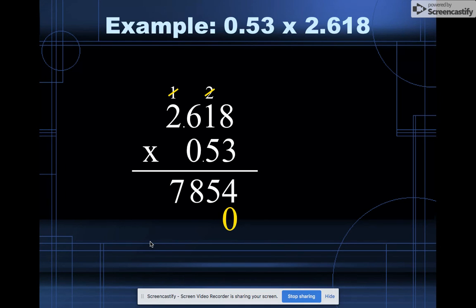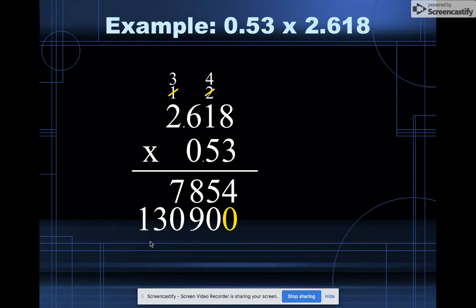So 5 times 8 is 40. Have a 0 there, carry a 4. 5 times 1 is 5 plus 4 is 9. 6 times 5 is 30. So we'll put a 0, carry the 3. And 5 times 2 is 10 plus 3 is 13.